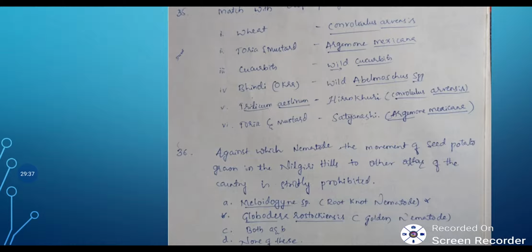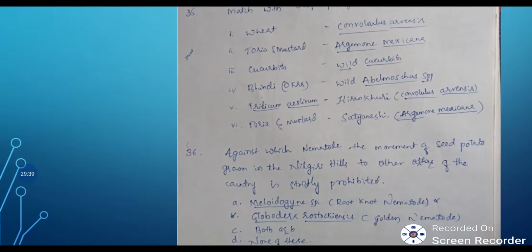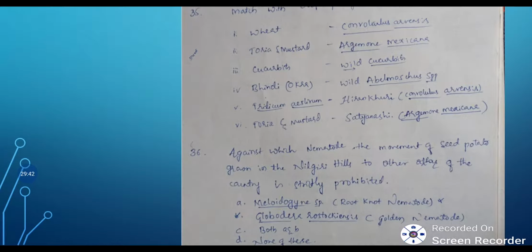Shall move to the next question. The question is, against which nematode the movement of seed potato grown in the Nilgiri hills to other areas of the country is strictly prohibited. The options given are A, Meloidogyne, that causes root knot nematode. Then second option is Globodera rostochiensis. Third is both A and B, and D is none of the above. The correct option is B, that is Globodera rostochiensis, which is known as golden nematode.